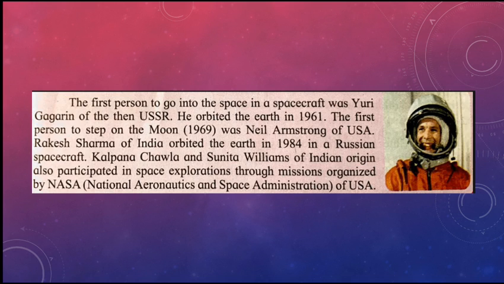Now, this is a slide which shows us the first person to go into space in a spacecraft. What was his name? His name was Yuri Gagarin of the then USSR. Now it is called Russia. So, Yuri Gagarin was the first person to go into space and he was from the Union of Soviet Socialist Republics, now Russia. He orbited the Earth in the year 1961.